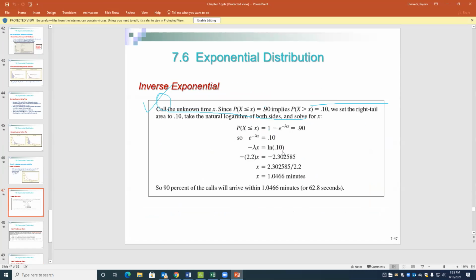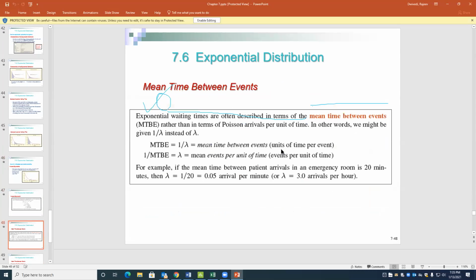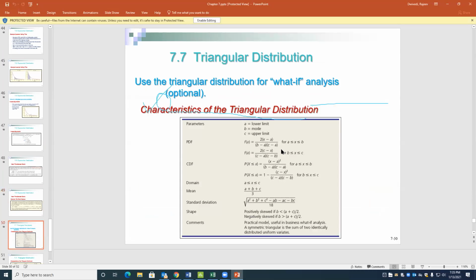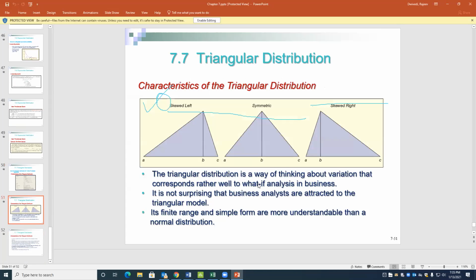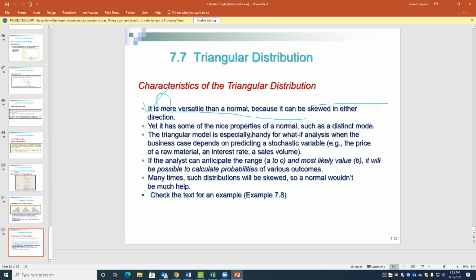After this, the last thing is the triangular distribution. So this is a triangular distribution. PDF and CDF are right here. The mean is A plus B plus C divided by 3, and the standard deviation is the square root of (A squared plus B squared plus C squared minus AB minus AC minus BC) divided by 18. And this is the shape of the triangular distribution. One or two questions are given, and they can be done very quickly.